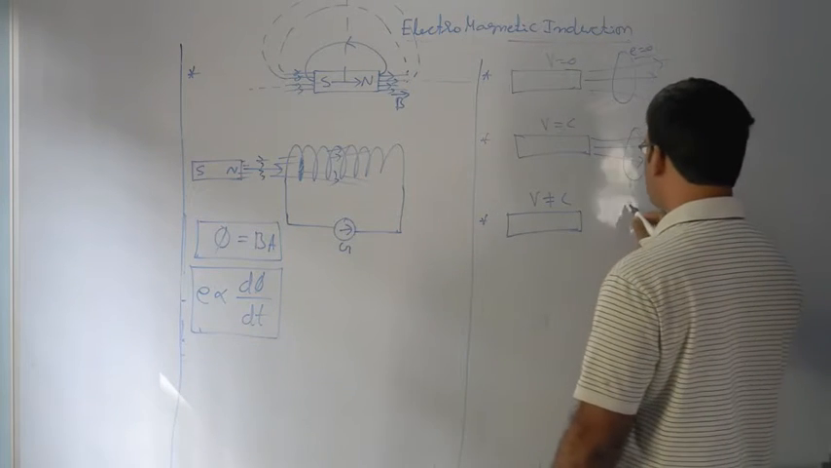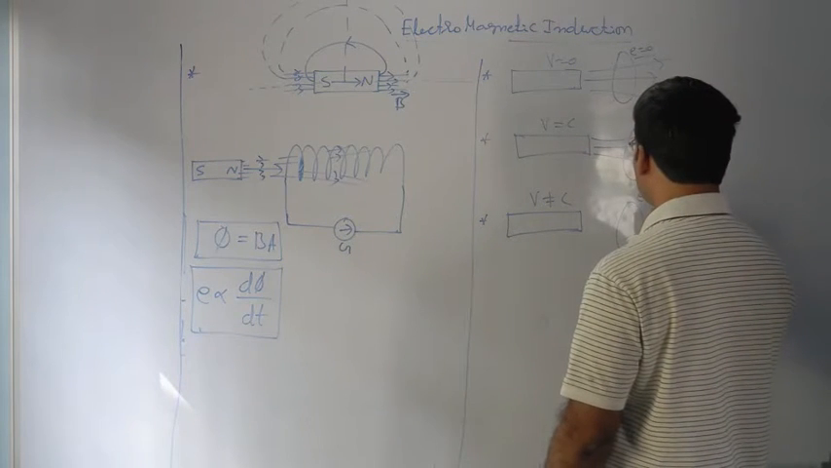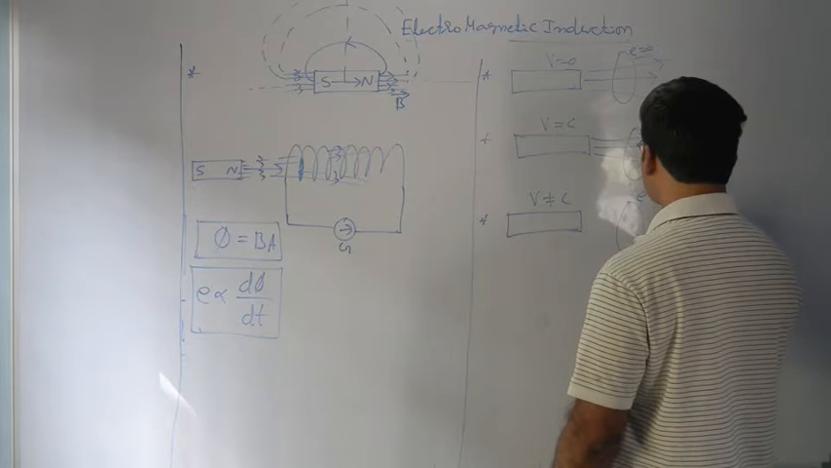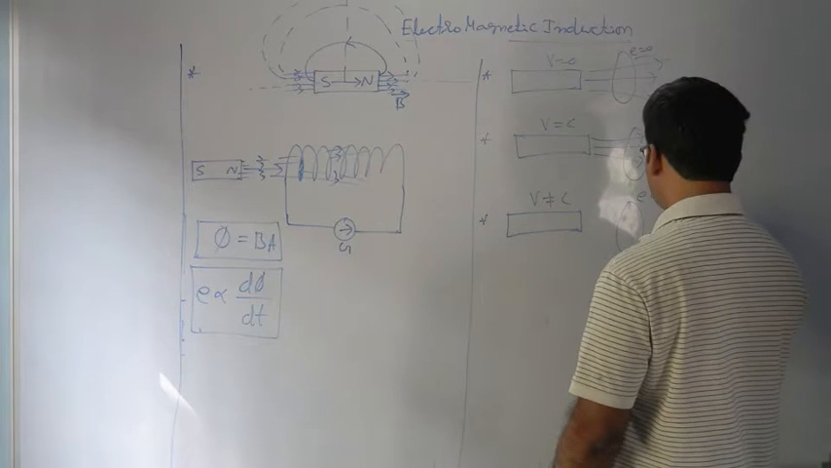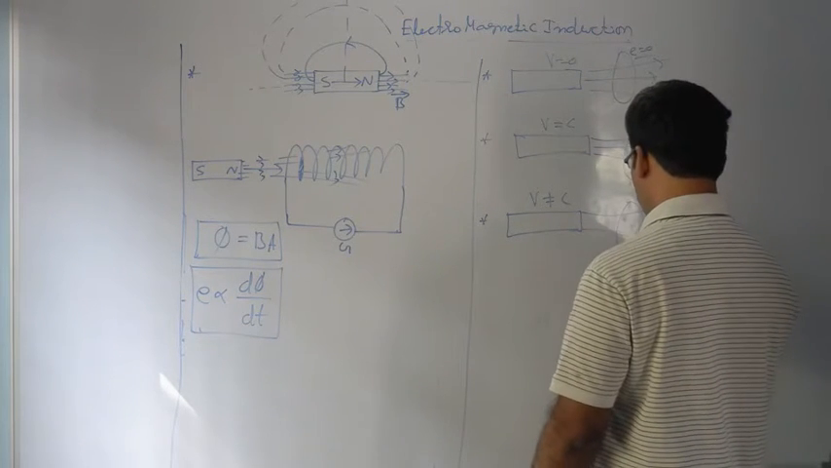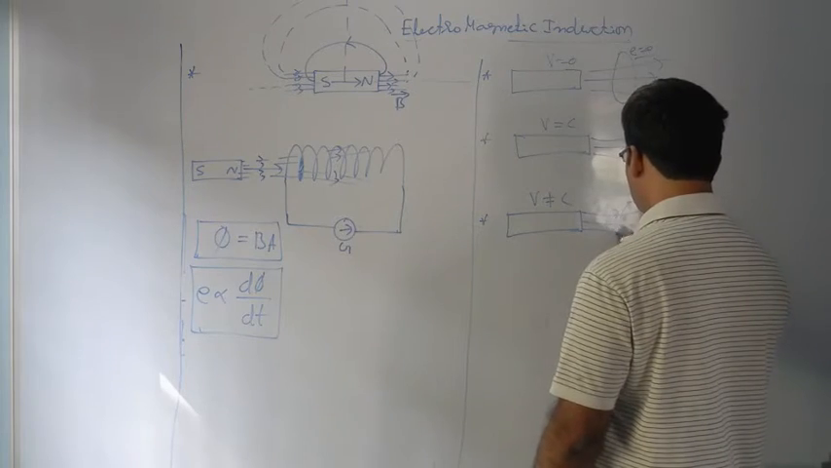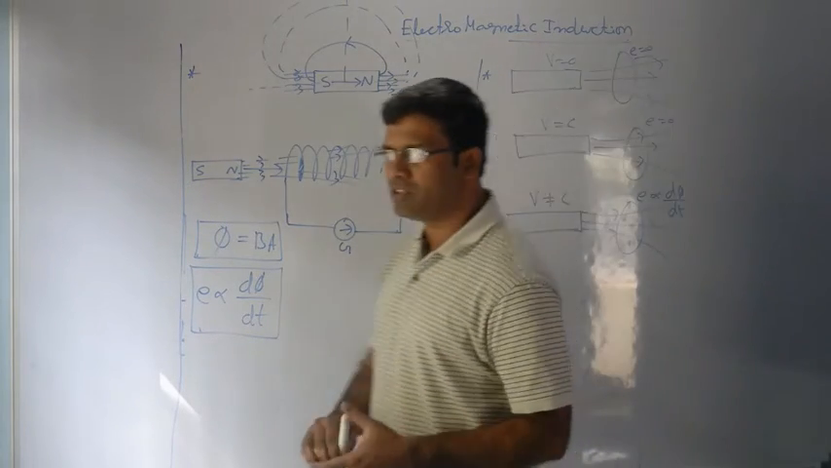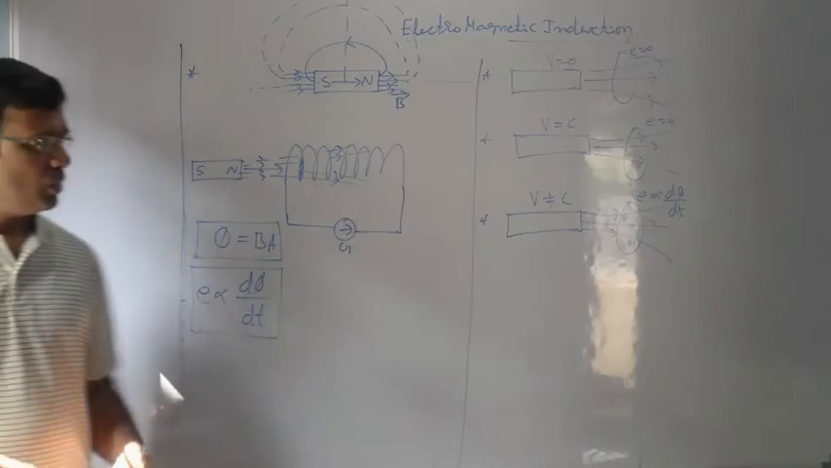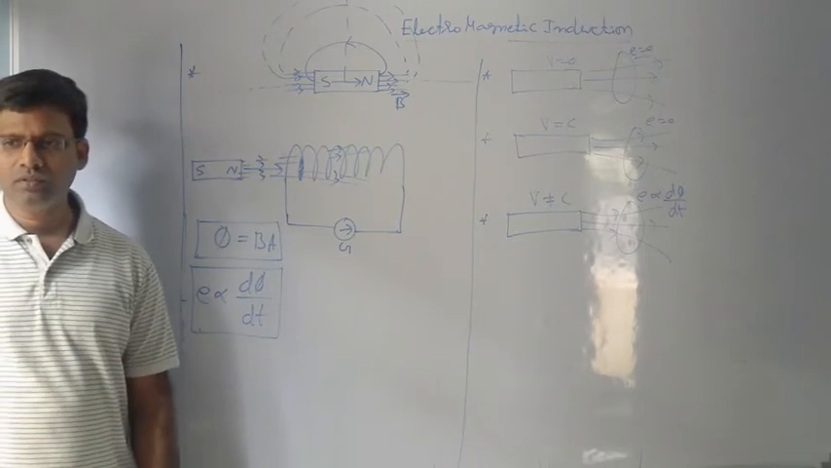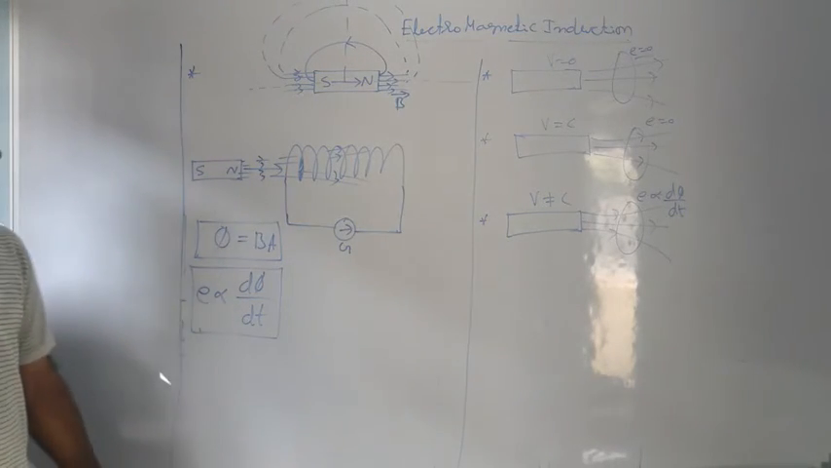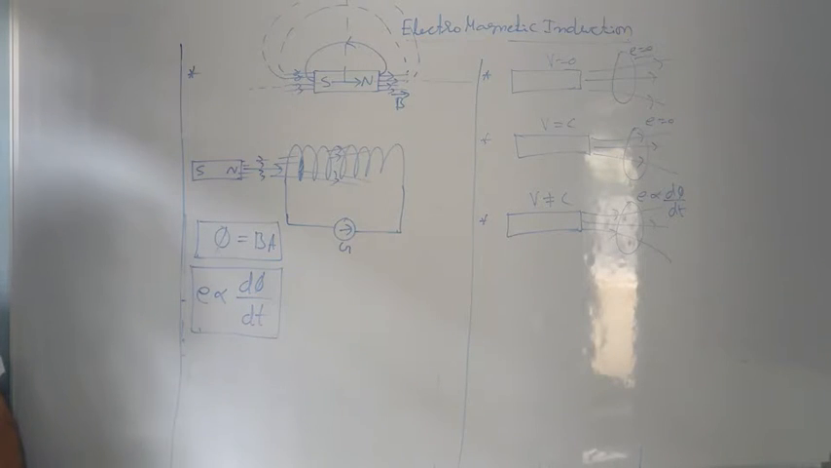in that case, an EMF exists. That EMF is directly proportional to d phi by dt. That is explained by Faraday's experimental observation. He explained these points. So what is the final conclusion? Whenever the magnet is brought near the circular coil, due to the rate of change of flux, an EMF will exist across the coil.